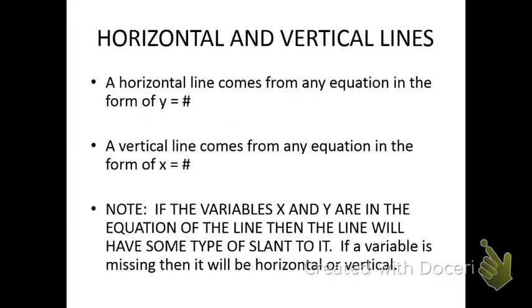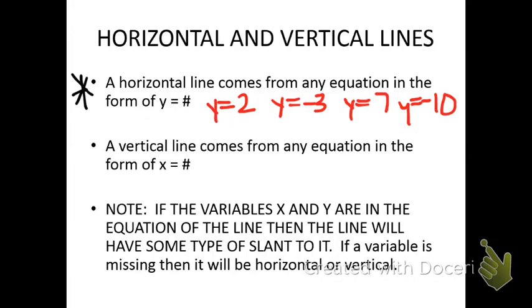The last main idea here is horizontal and vertical lines. Very, very important. Make sure you got this written down. A horizontal line comes from any equation in the form y equals a number. So like y equals 2, y equals negative 3, y equals 7, y equals negative 10. Those are all horizontal lines. Remember, they have a slope of 0.